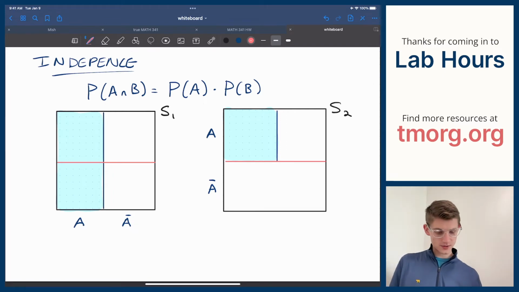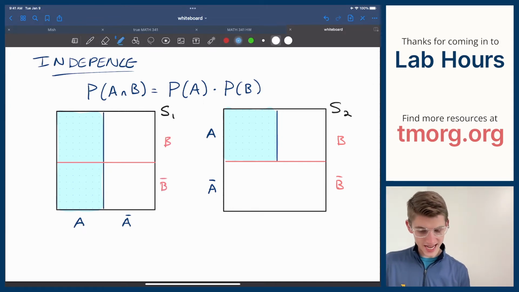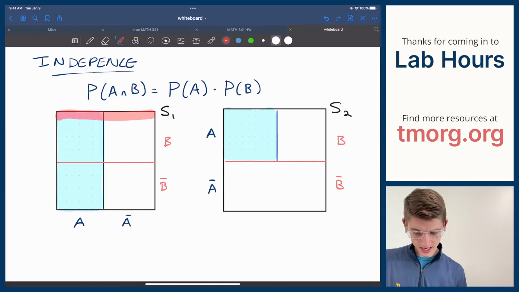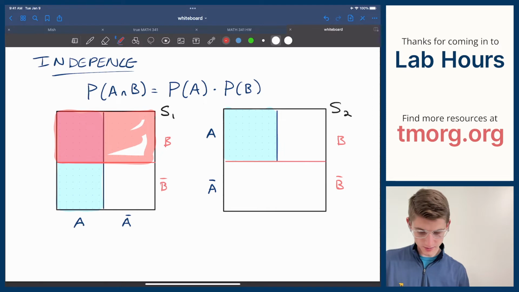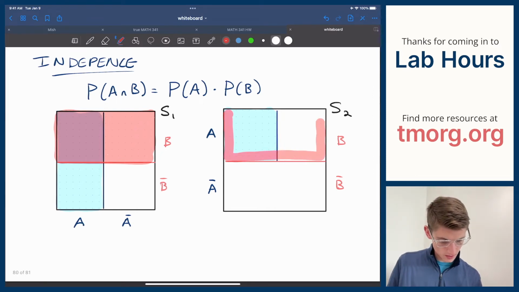On both of these squares, right? So we have B on the top and B complement on the bottom. Let me just go ahead and highlight the B sides really quick. Okay, easy peasy. I'm sure I'm shaking the camera a little bit. Hopefully that doesn't bother you too much. Okay, let's go ahead and do that.